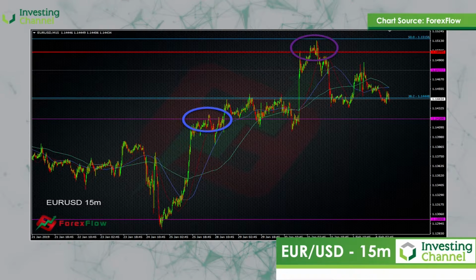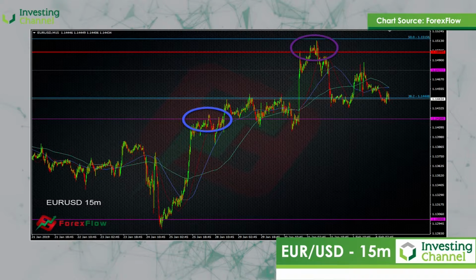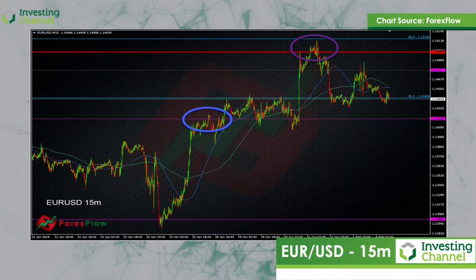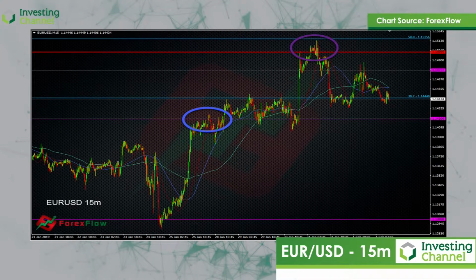So what we had was another failure up at this level. And as it came back down, we came back down through 1.15. The key was, did it hold below that level? As you can see on the chart, it held below that level after coming back down. That was my clue to jump into a short.